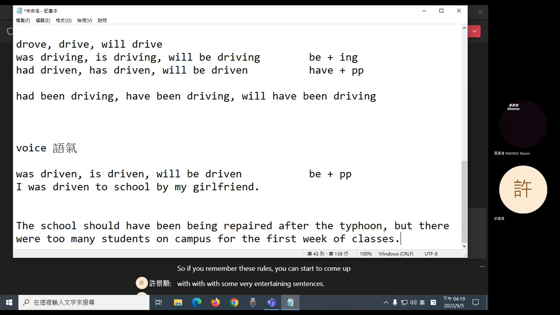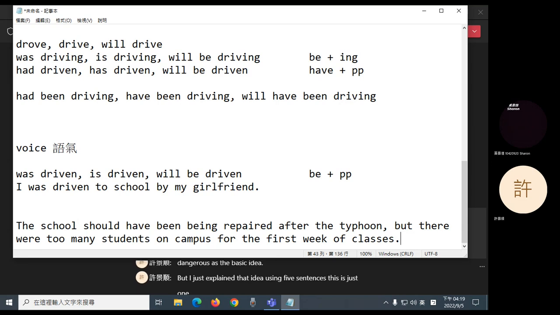The school should have been being repaired after the typhoon, but there were too many students on campus for the first week of classes. So the basic idea is clear, right? Typhoon came, destroyed the school. The school now needs to do repairs, but they can't do that because there are too many students walking around and it can be dangerous. That's the basic idea. But I just explained that idea using five sentences. This is just one sentence.